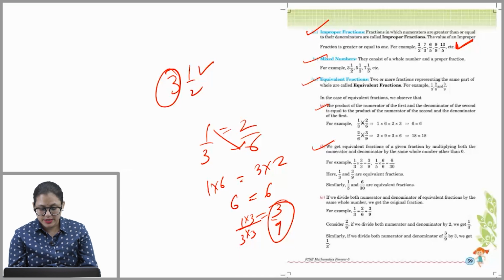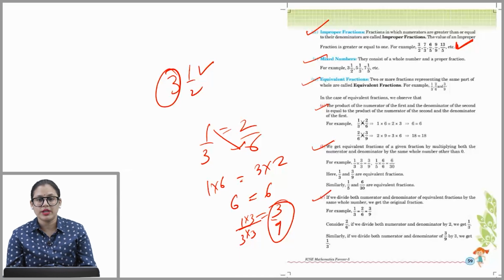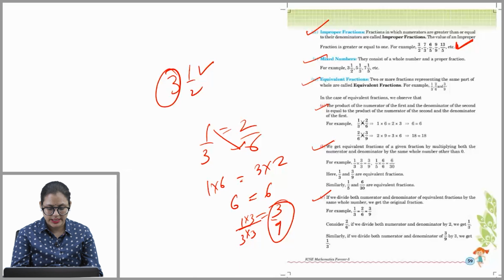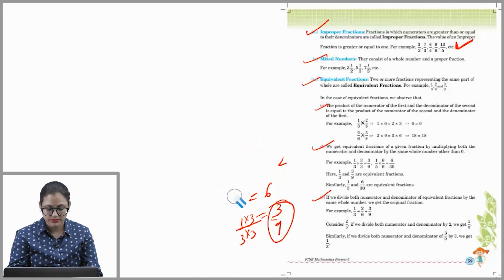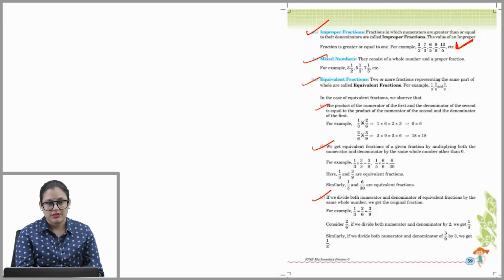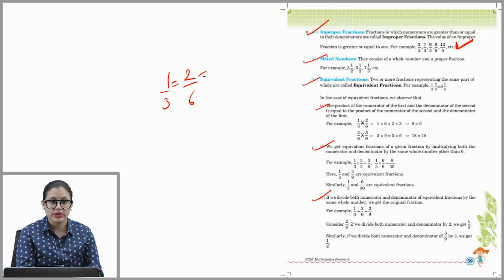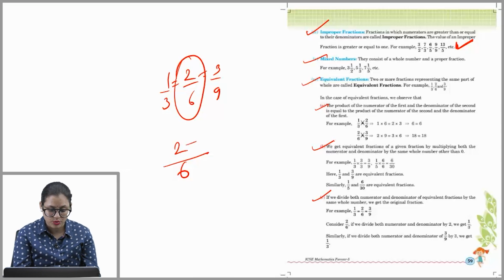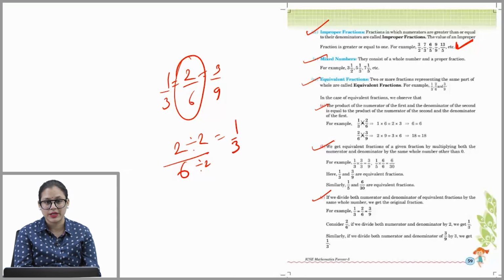If we divide both numerator and denominator of equivalent fractions by the same whole number, we get the original fraction. For example, we have 1 by 3 equals 2 by 6 equals 3 by 9. So we will consider 2 by 6. If we divide both numerator and denominator by 2, what will we get? We get 1 by 3.